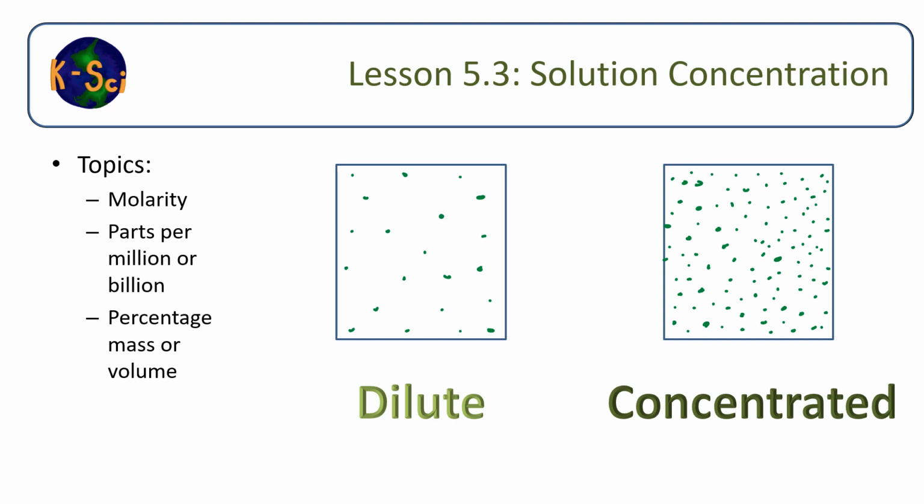Hello there. In this lesson, we're going to look at different ways of expressing concentration values for solutions. So you know that qualitatively, the difference between dilute and concentrated is that dilute would have less solute per unit of solution and concentrated would have more. But you can be a little more specific than that, and we're going to look at a bunch of ways in which people have done that.